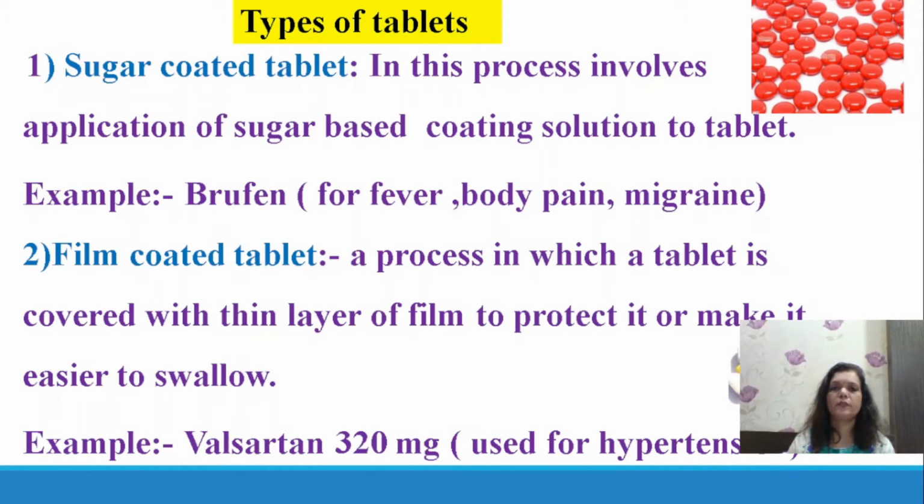Sugar coated tablet. In this process, a sugar based coating is applied to the tablet so that it can be swallowed easily. Specifically, you can see the pictorial presentation over here. All of you might have seen these types of red coated tablets, iron tablets, Brufen, pain relieving tablets, migraine relieving tablets. Film coated tablets have a glossy appearance. A thin layer of film is coated over the tablet, so you can easily swallow it. For example, valsartan.